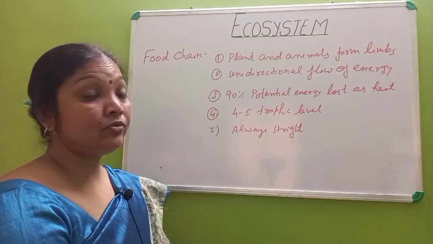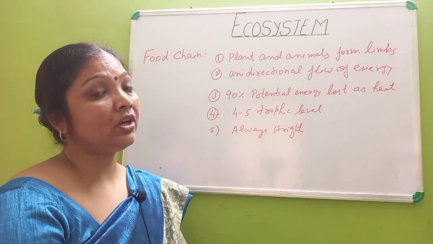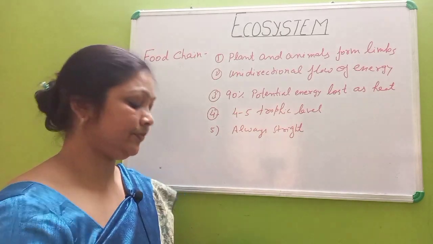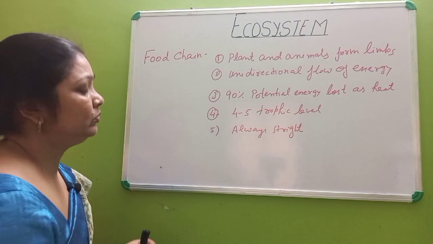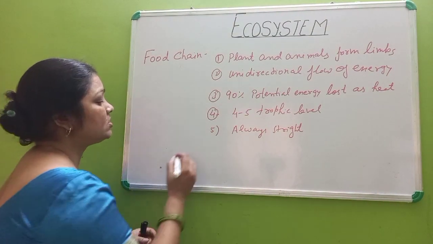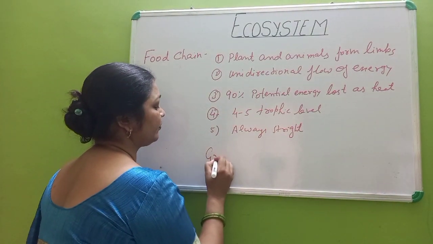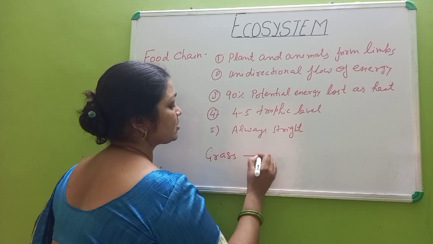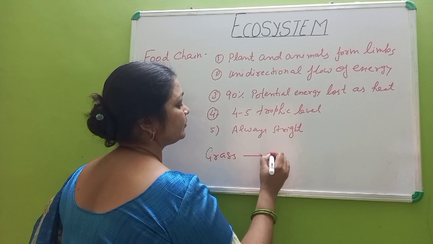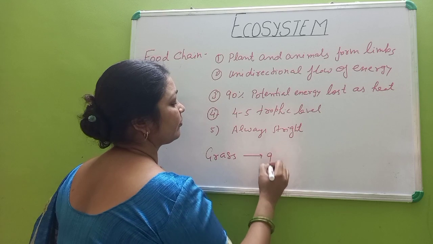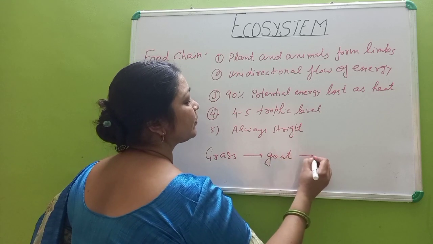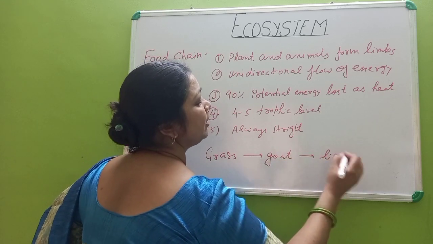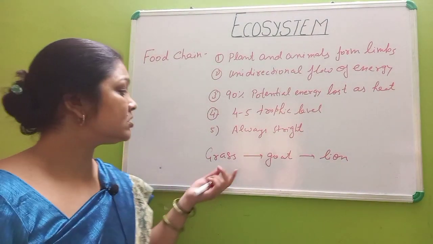If we talk about the food chain, the food chain doesn't occur in nature. Why? I'm telling you. Suppose there is a food chain, that is, grass is eaten by goat, and goat is eaten by lion. Okay, this is a food chain.